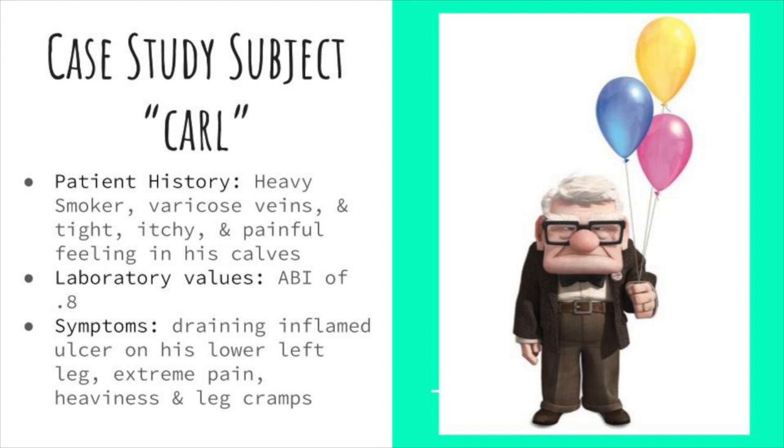Carl's lab results showed that he had an ABI of 0.8. An ABI between 0.4 and 1, which is similar to Carl's, is a moderate amount of blockage, inhibiting the blood from reaching the legs and feet.